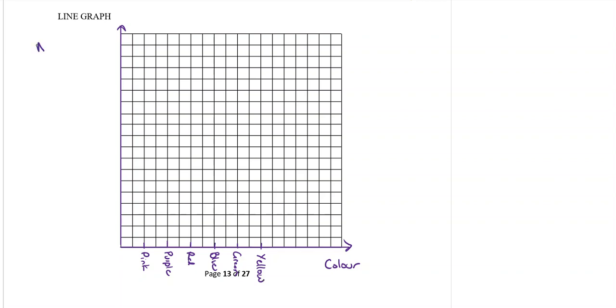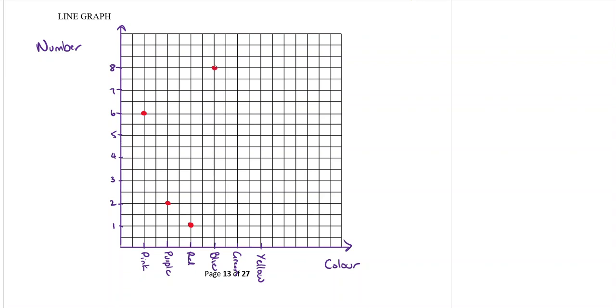Okay, that means the vertical axis is the number of people that chose it, and we're going to do every second space again. Okay, to draw the line graph, you put dots first. So from pink, we go up to 6 and we put a dot. Purple, we go up to 2 and put a dot. Red, we go up to 1 and put a dot. Blue, go up to 8 and put a dot.